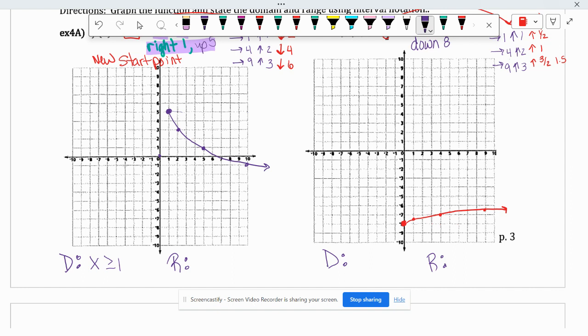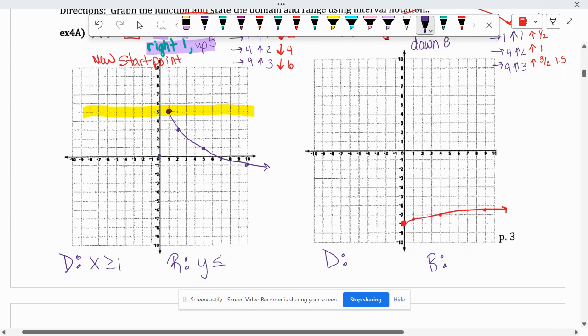What about the range? Tell me about the range. What's the highest or the lowest that my graph is going to go? The highest point is what? What's this point right here? What's the highest y value? 5. That means y is less than or equal to 5. It's just like a maximum on a vertex. Like when we think about the vertex of a parabola, it's the maximum, right?